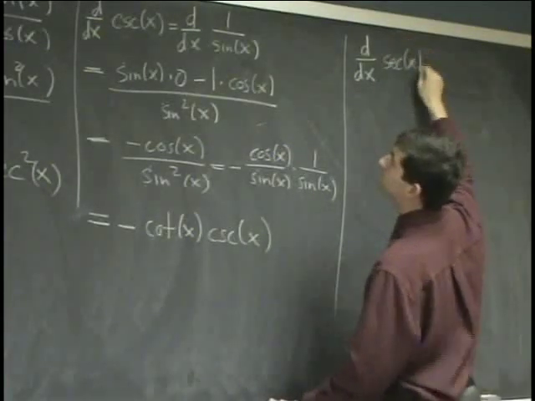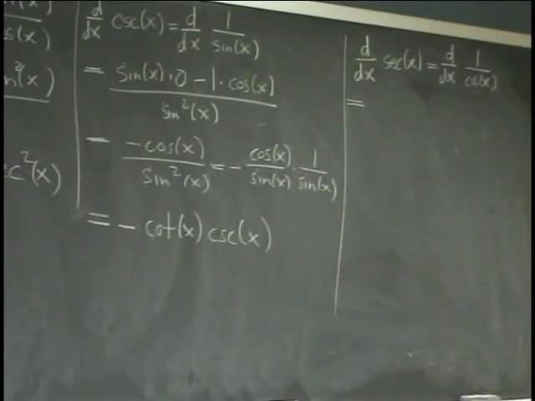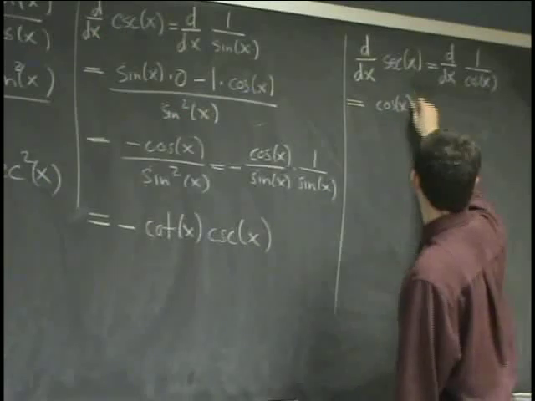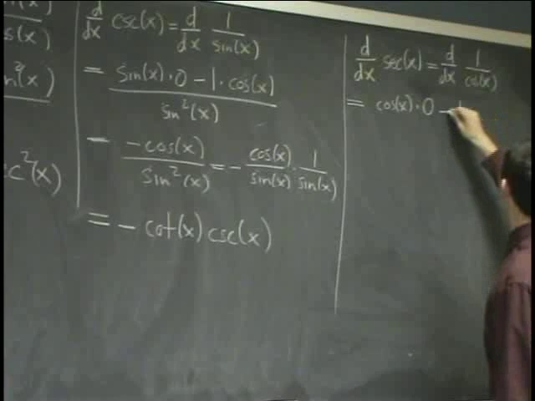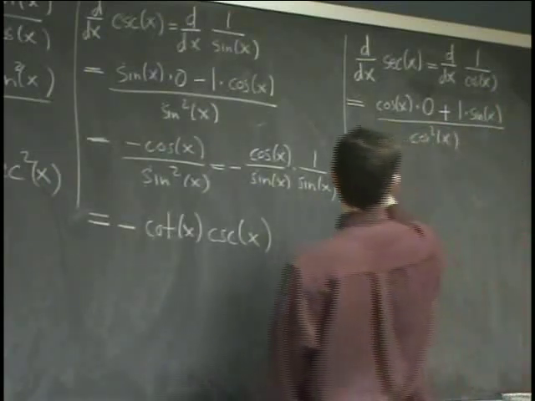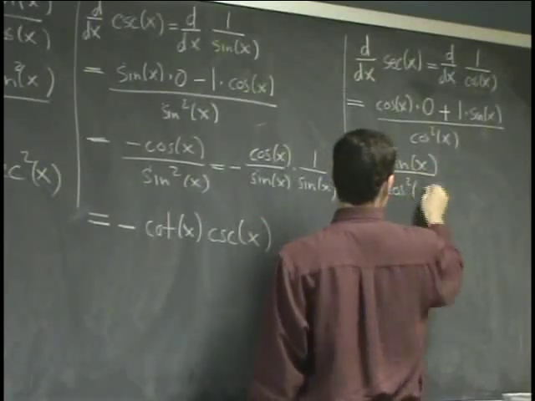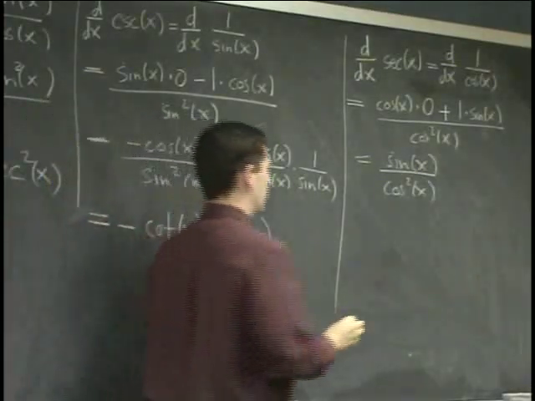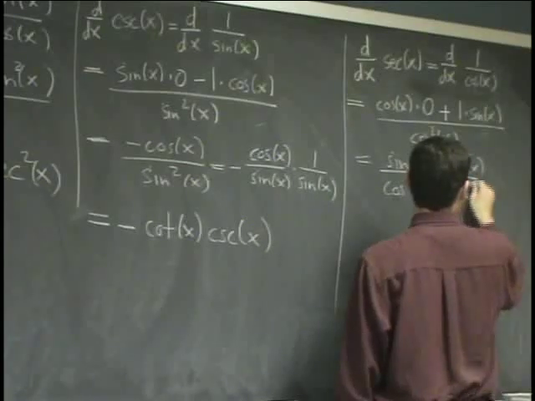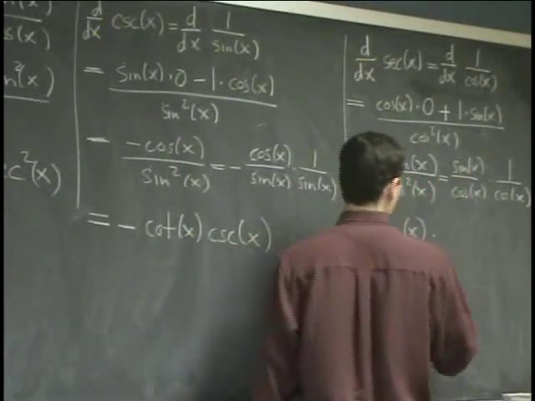Alright, so we want the derivative of secant of x. This is the same as the derivative of 1 over cosine. Again, quotient rule, same thing every time. Low times the derivative of 1, minus high times the derivative of cosine, which is minus sine, so you get a plus, over cosine squared. So we get a sine of x on top and a cosine squared on the bottom. Since it worked once, we should just try it again. This is sine of x over cosine of x, times 1 over cosine of x. The first term is tangent, and the second term is secant.